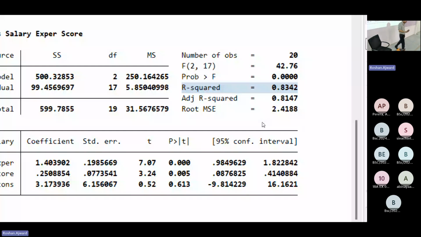Is that clear? So this is about R square. What does R square show? The explanatory power of the independent variables. The two independent variables explain 83.42% of the dependent variable. That's it. Okay.